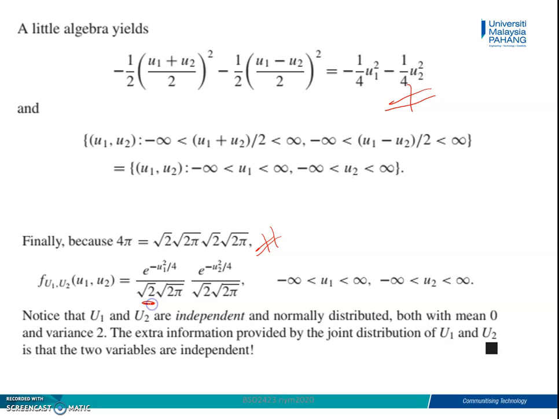This one, if you remember, is actually sigma times square root of 2 pi. So here sigma is the square root of 2, but the variance is 2. And usually we have (u minus mu) squared divided by 2 sigma squared, but here we have 4. So that's why we have 2. Alright. So here the extra information provided by the joint distribution of u1 and u2 is that these two variables are independent.